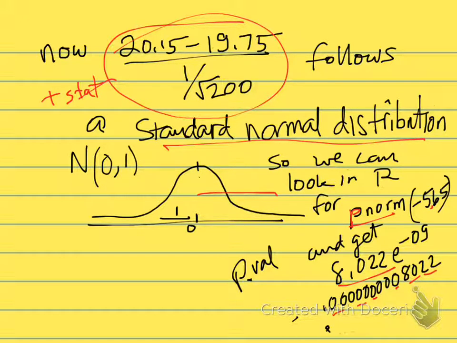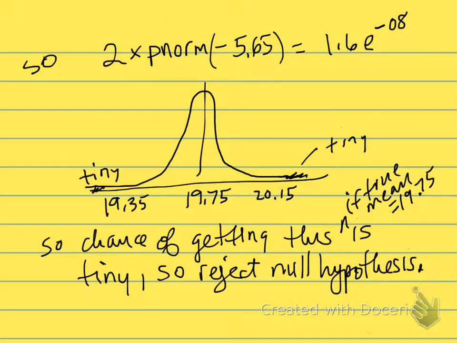So this is a very small number, and remember we have to multiply by 2 to find the probability. So 2 times that pnorm is then 1.6 times e to the negative 8. So that's 0.8 zeros, 1, 2, 3, 4, 5, 6, 7, 8, and then 1, 6. So this is a tiny number. So these tails here are tiny, right?